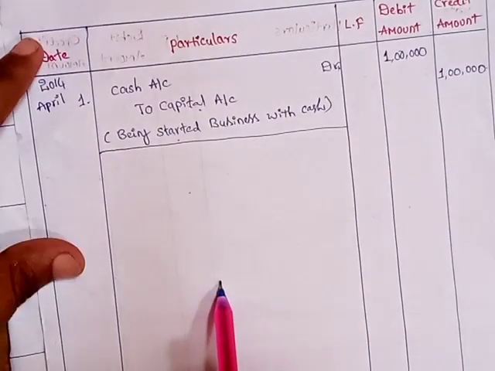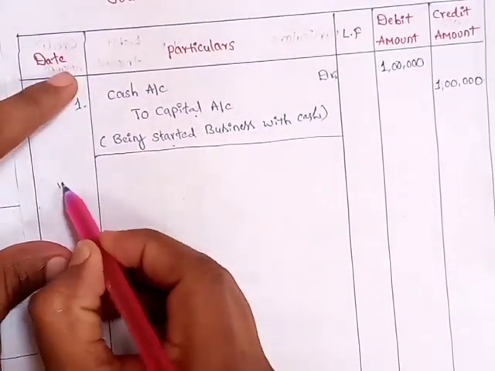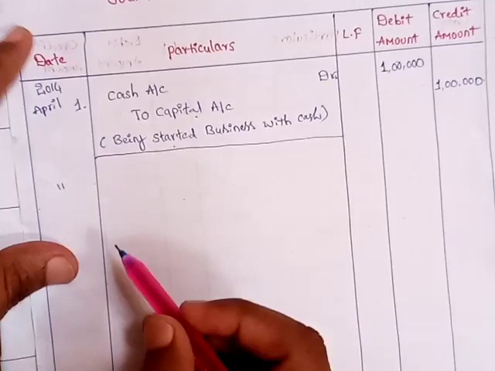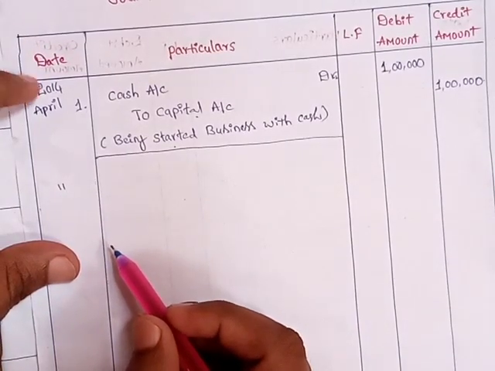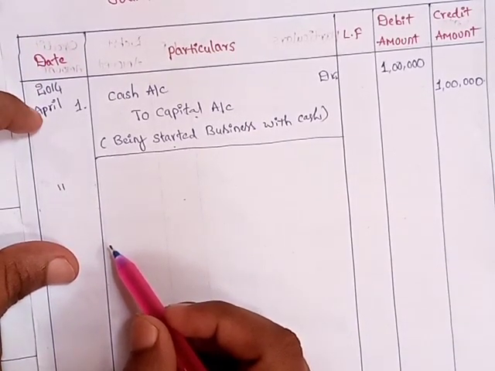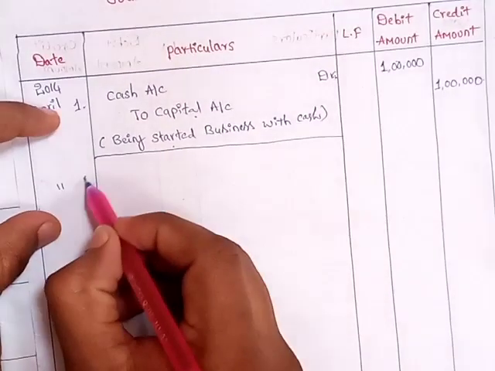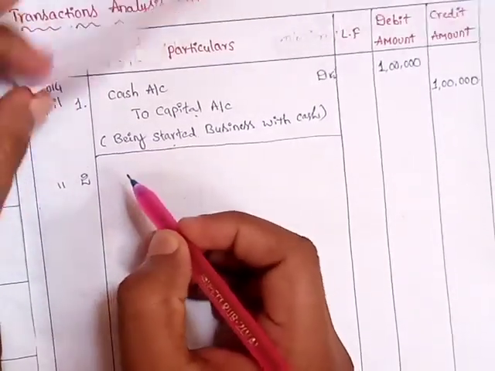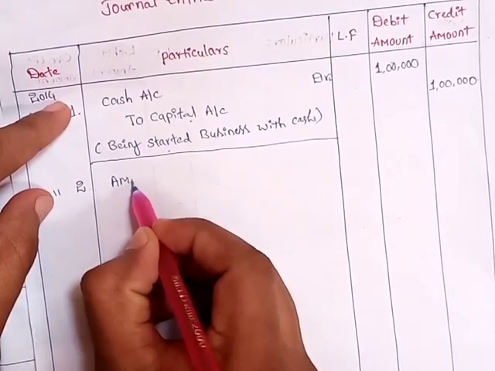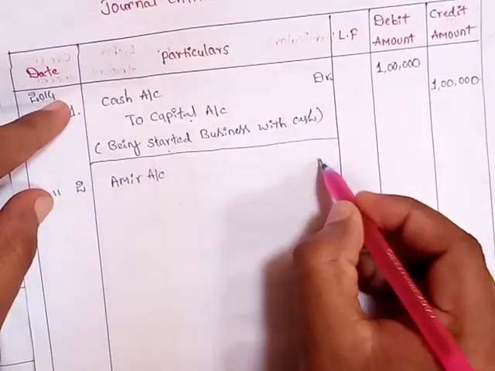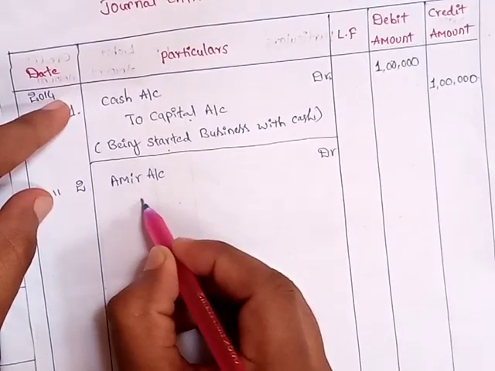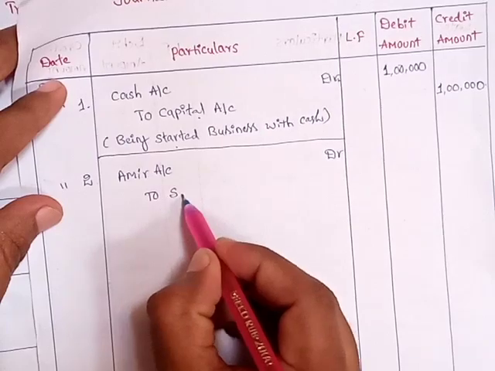So let's write the journal entry. In date column, it's enough to write year and month once in the beginning of the problem. So next, second. What is the debit aspect? Amir. So Amir account, debtor to, what is the credit aspect? Sales account, to sales account.